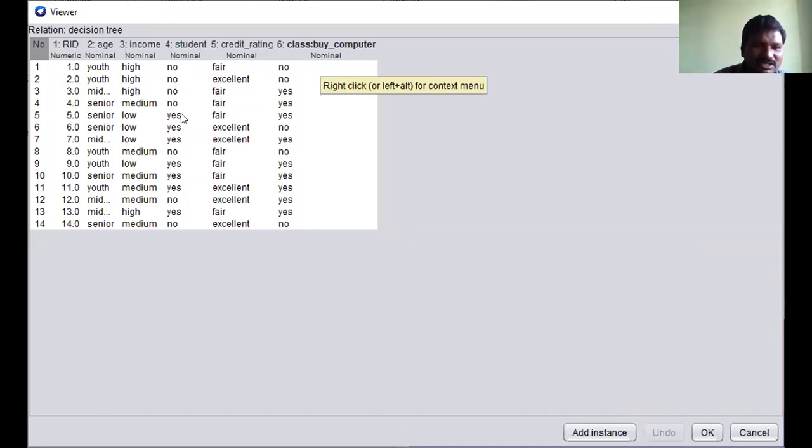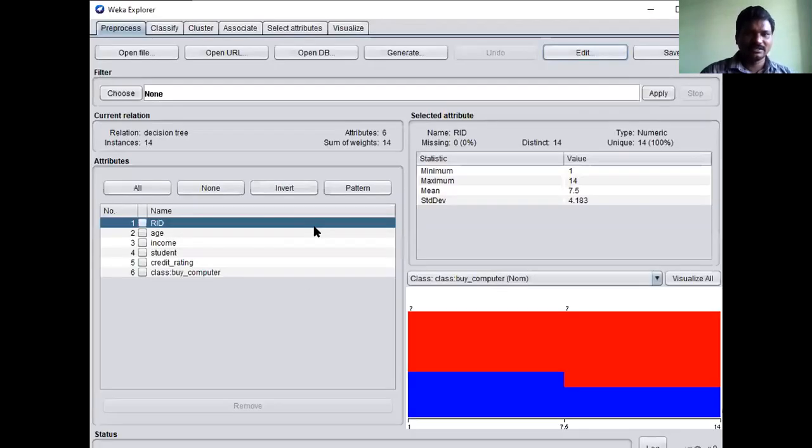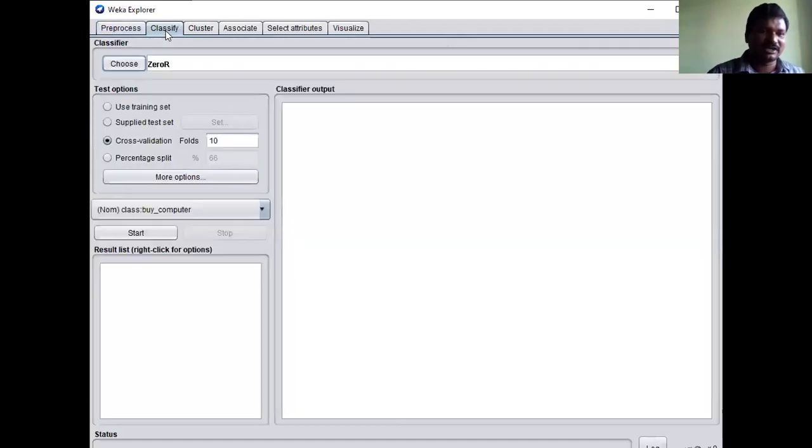How many rows are there? 14 rows are there. From the 14 rows, I am going to draw the decision tree here like this. This is the data set. I am preparing the data set here. Now I am going to apply classify. Click on the classify tab. Why? Because decision tree is a classification algorithm technique. Here, use the training set, the training data set.